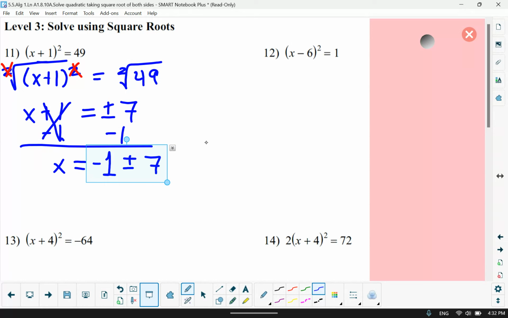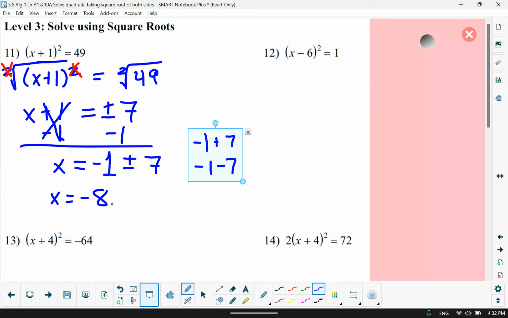However, I would argue that it would be far better to actually compute these out. So x is going to equal negative 1 minus 7, or negative 8. Meanwhile, x could also equal negative 1 plus 7, or 6.